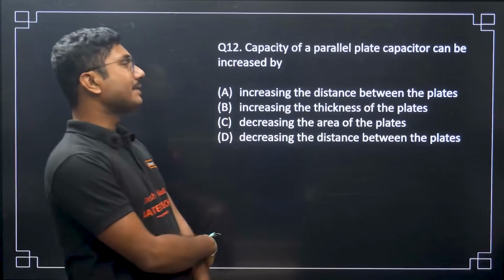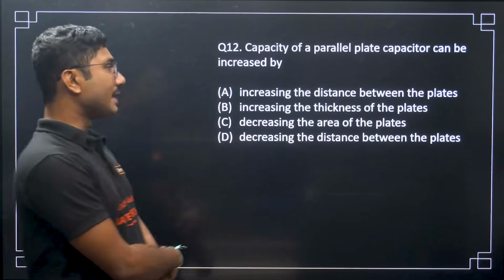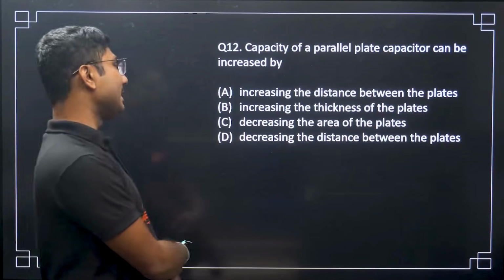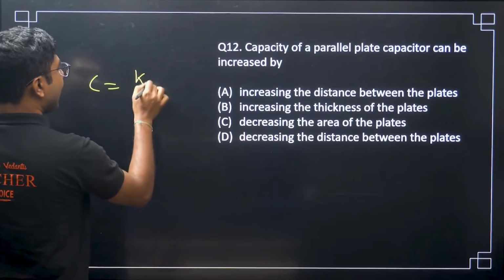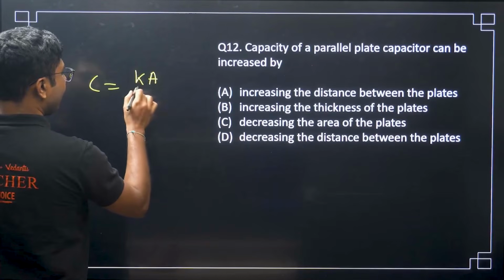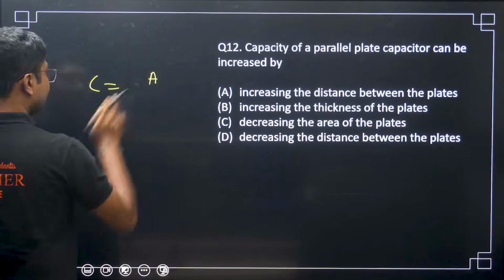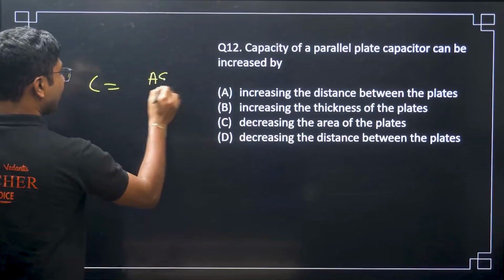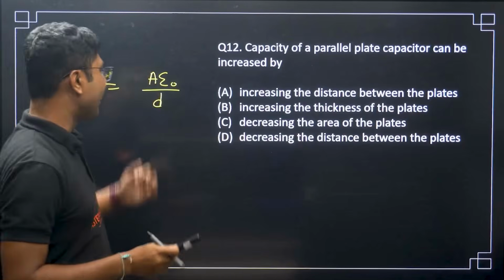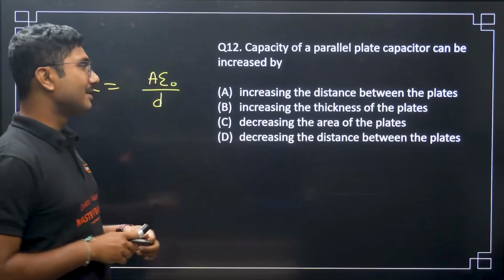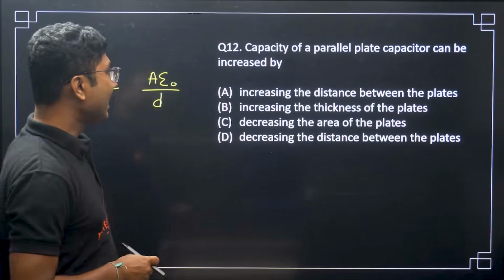Capacity of a parallel plate capacitor can be increased by increasing the distance between the plates, increasing the thickness of the plates, decreasing the area of the plates, or decreasing the distance between the plates. So we know that capacitance is K A by D, as I said, K mainly for the KCET exam, otherwise it is epsilon naught A by D. So if you decrease the distance between the plates or if you increase the area, these are the two cases.